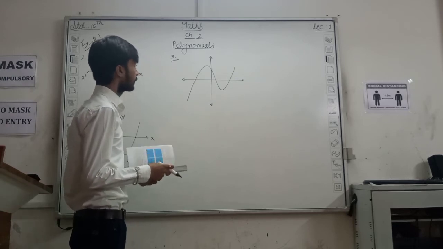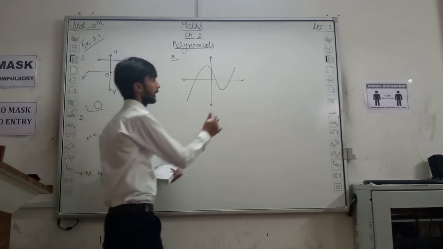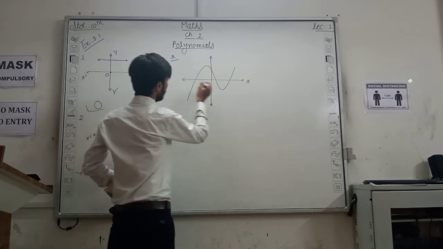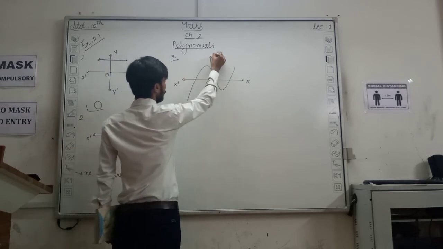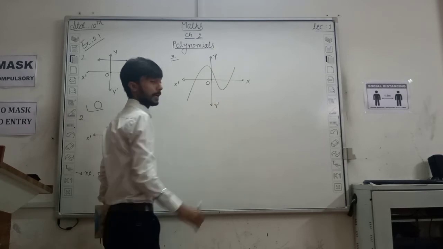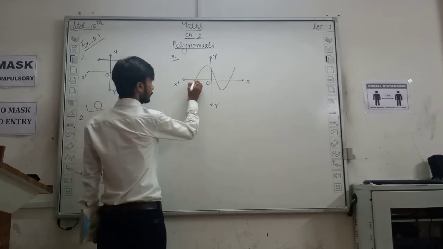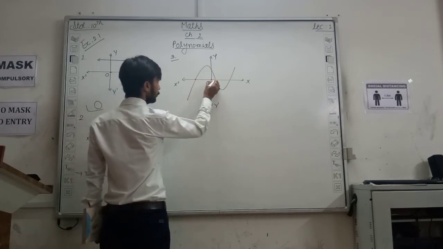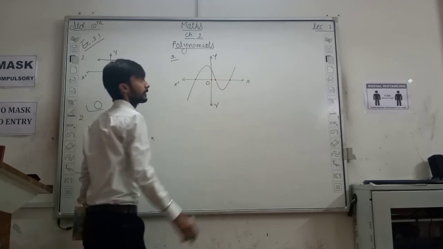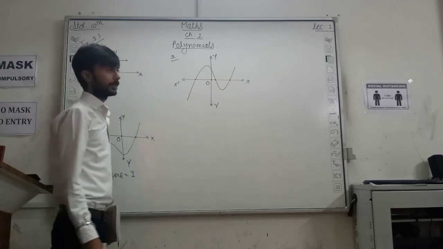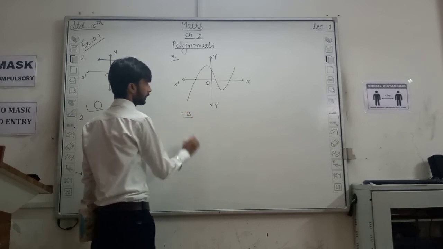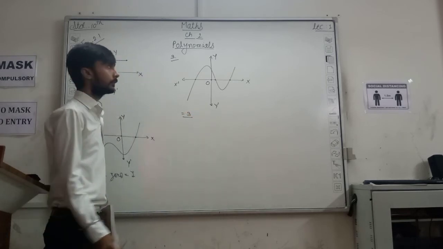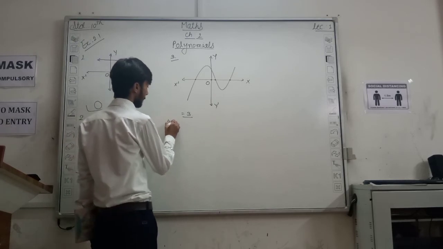Okay, so like this. See, this is your x-axis, x dash, origin O, y dash. So there are 1, 2 and 3 intersecting points. Okay, so number of zeros is 3, right? Number 4.